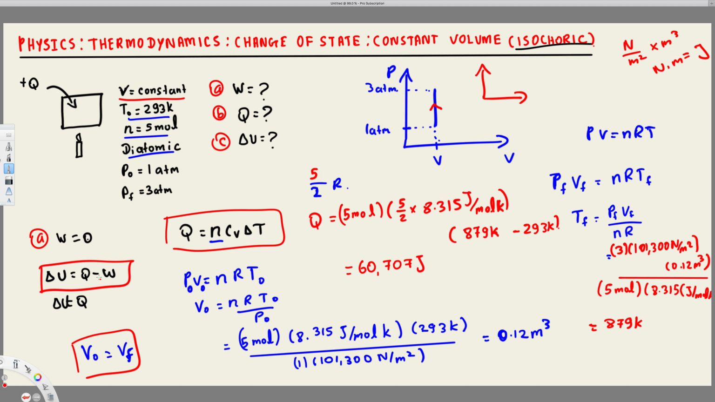If you know the Q, that's going to be equal to delta U, because we know that work is 0, so delta U is equal to Q. So now we have found out work, that is 0, Q and delta U are same, both of them are calculated, and that's how we do this kind of problems.